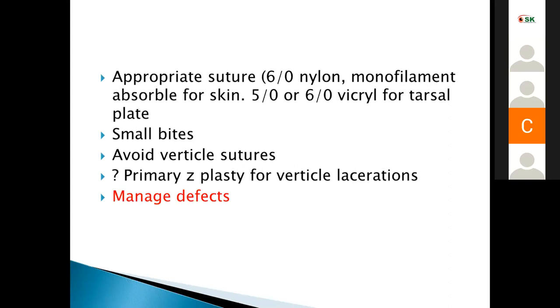At the end of it all, you need to make sure that if there is a defect, you manage it appropriately. One point that I need to insist on is that eyelid defects after injuries are actually very rare. In most cases, even if it looks like there's a defect, they don't have a defect.